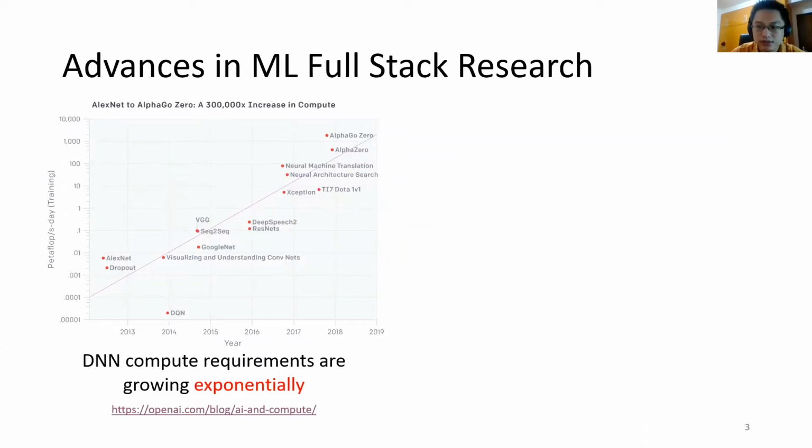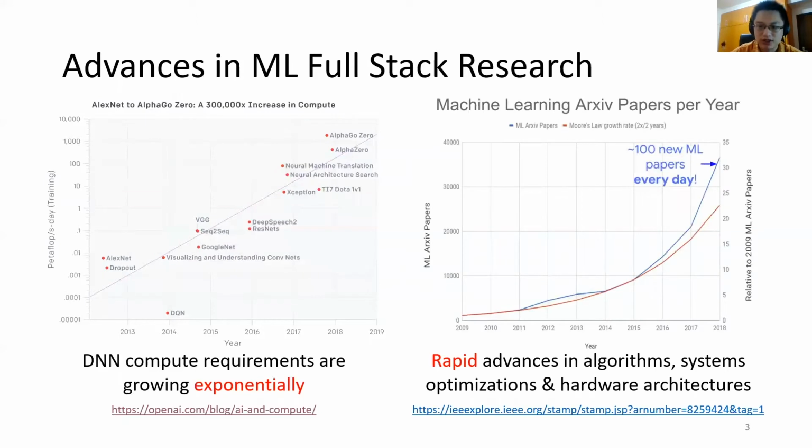Over the past few years, machine learning researchers have proposed many DNN models. So the y-axis here in this figure shows the everyday amount of compute used to train these models. And this line suggests that the demand for DNN compute has been growing exponentially. This demand is not sustainable. So today we need not just hardware, but also other ways to improve the training performance. And therefore, researchers have been proposing many new advances in algorithms, optimizations, and hardware architectures every year.